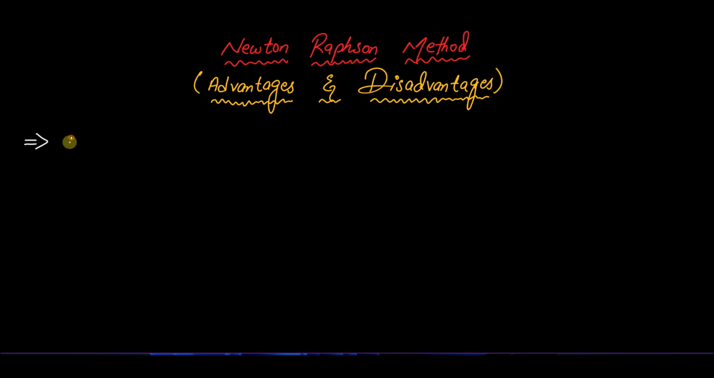Firstly, we are going to discuss the few main advantages of Newton-Raphson method. So the first advantage of a Newton-Raphson method is fast convergence. The Newton-Raphson method is known for its very fast convergence, especially when your initial guess is close to the actual root. It uses the slope, or we call it a derivative, of the function to quickly jump to the root, often within just a few iterations.